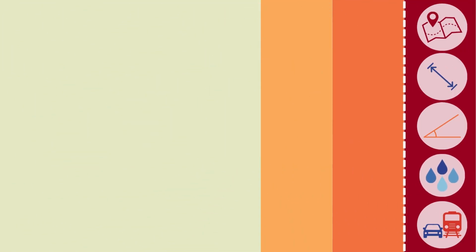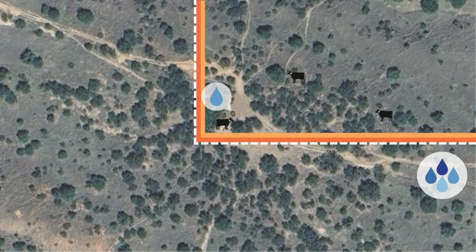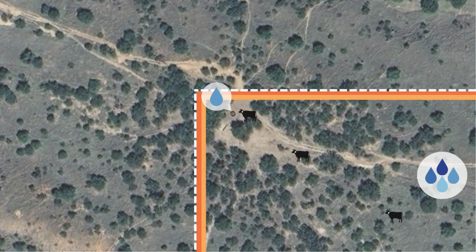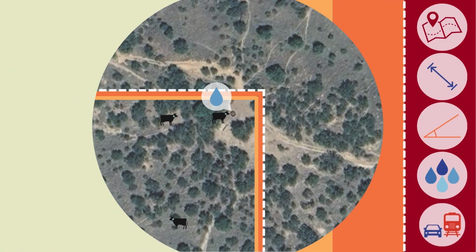Plan around water. Livestock must always have access to water. The grazing area must contain at least one water source. Ideally, the water source is available year-round.